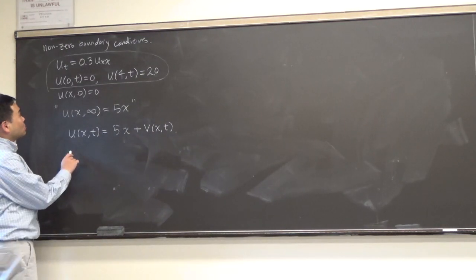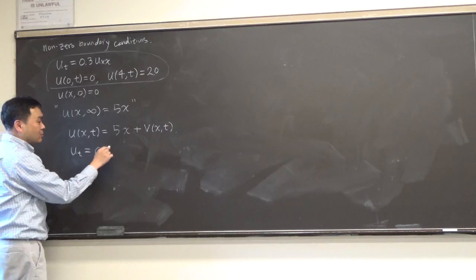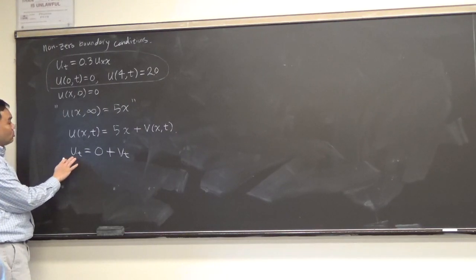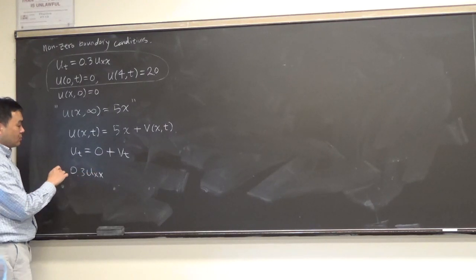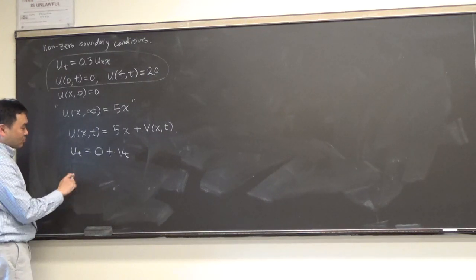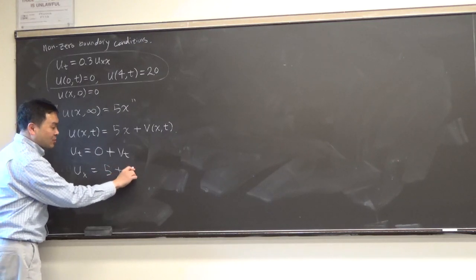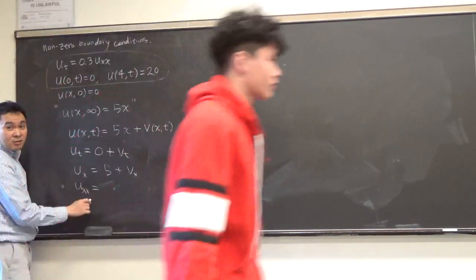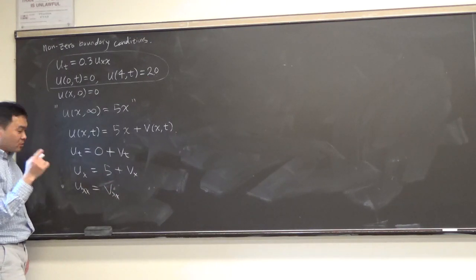So if you do u_t, what do you get? If you differentiate 5x by t, you get 0. And therefore, you just differentiate v by t, and that's it. Now, u_t is 0.3 u_xx, right? So let's try to figure out u_xx first. If you differentiate u by x, what do you get? You get 5 plus v_x, right? Now differentiate one more time, what do you get? You get v_xx, because 5 differentiates to 0.